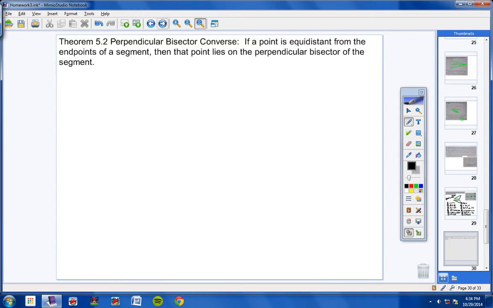Okay, let's move on to number 29. Number 29 is to prove theorem 5.2, okay? The perpendicular bisector converse. Okay, let's go ahead and draw our picture. If a point is equidistant from the endpoints of a segment. So, draw your segment, put a point up here, and then draw your line. There we go. So, let's call this A, B, and C, okay?